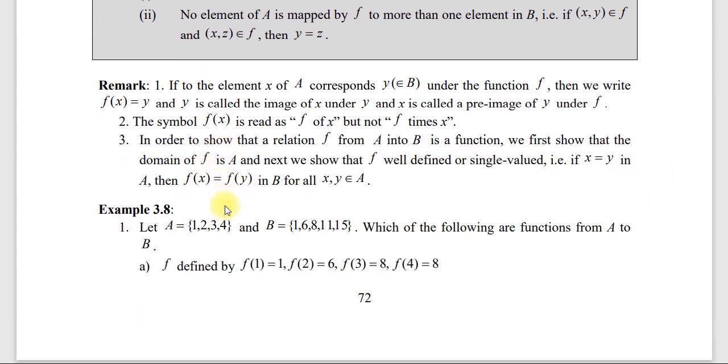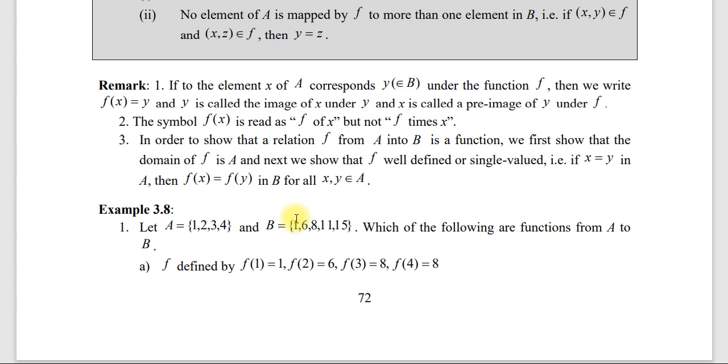Next we will see an example to make it clearer. Example 1: let A be the set containing 1, 2, 3, 4 and set B contain 1, 6, 8, 11, 15. Which of the following are functions from A to B? When we map from A to B, the domain is taken from A and the range from B.